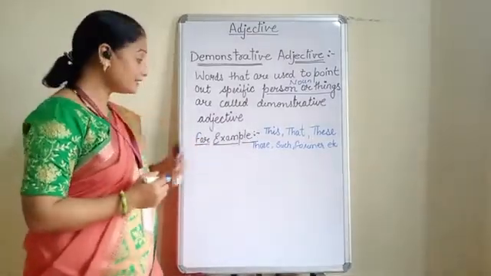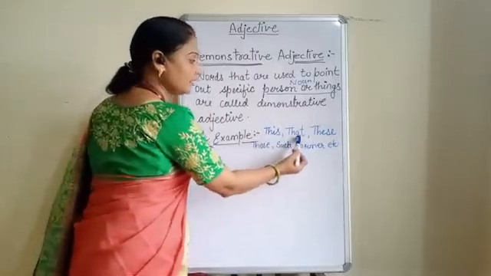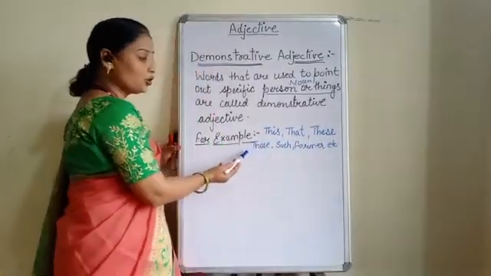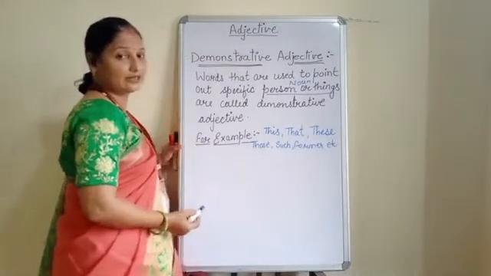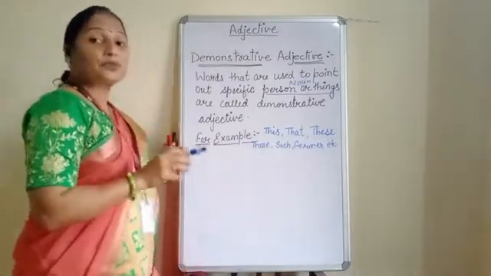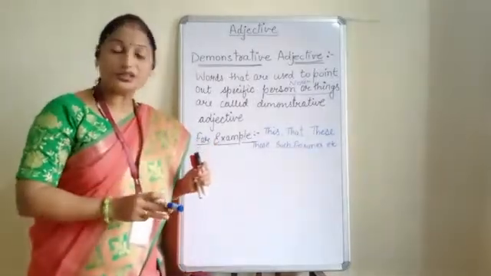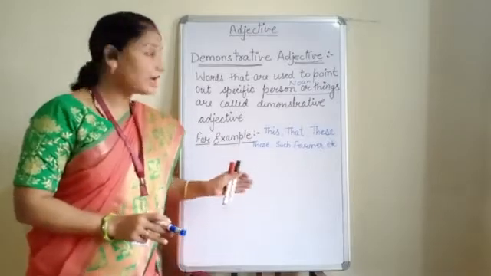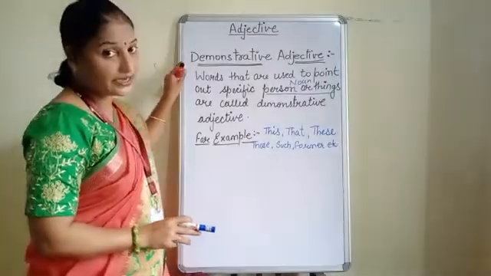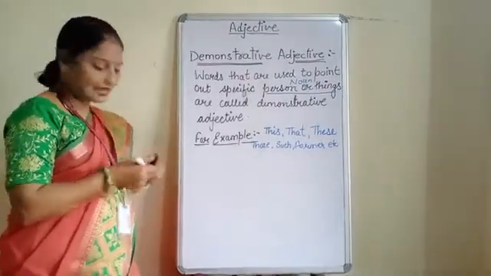Okay. And see some examples. This, that, these, those, such, former, etc. So, we can say that a word which is pointing out towards the specific noun is named as demonstrative adjective. Now, it will become more clear by the example.